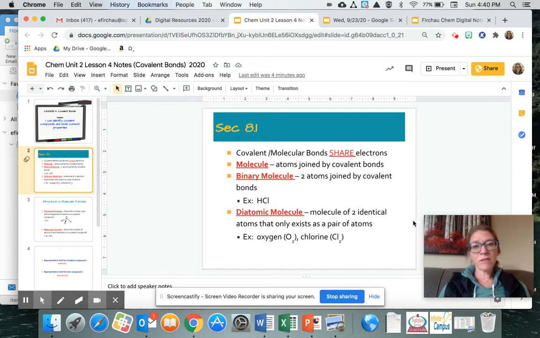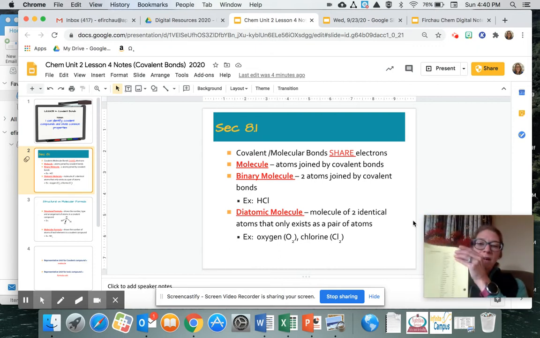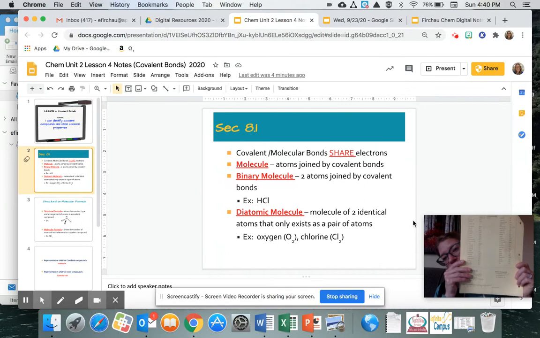Another term that you'll see is diatomic molecule. So di means two, and diatomic molecule is a molecule of two identical atoms that have to exist as a pair. So the oxygen that's in the air that you breathe has to be O2. Chlorine gas is Cl2.